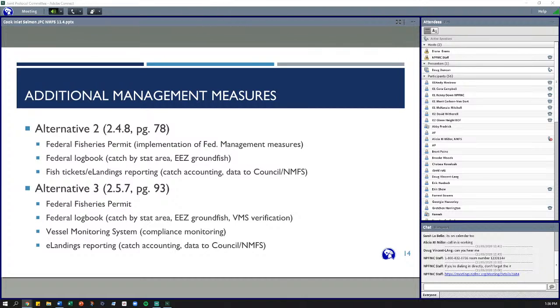In addition, I want to talk about some additional on-the-water management measures that are required under each alternative. Under Alternative 2, there are some federal record keeping, monitoring, and reporting measures that we need for management of the fishery and to satisfy our MSA requirements. We would require that participants in the EEZ have a federal fisheries permit to allow for the implementation of some of these measures. We would also require that participants have a simplified paper logbook.